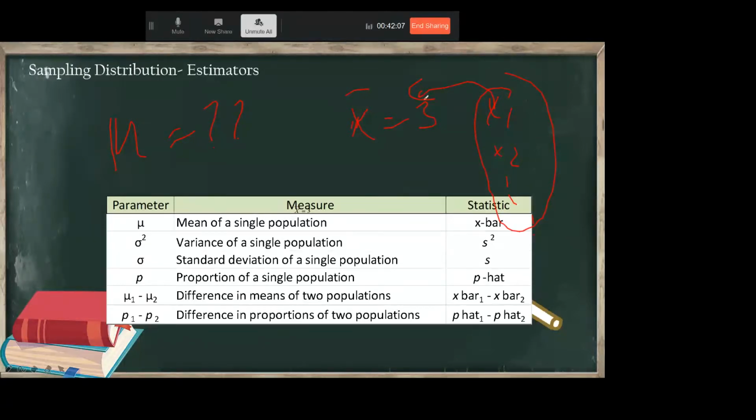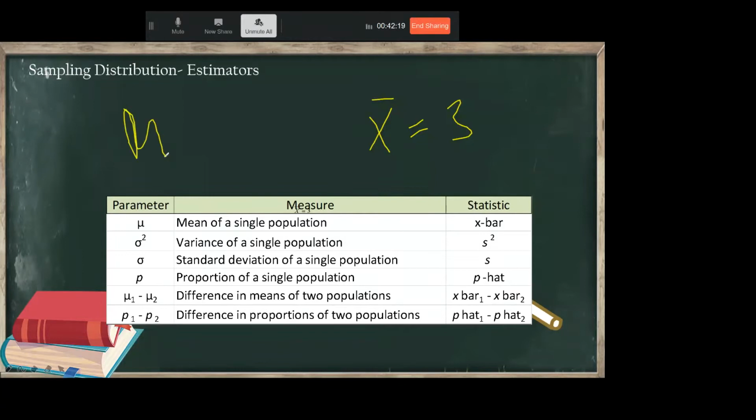So what inference can you get? What conclusion can you reach? If x bar equals 3, what inferences can you reach? You can simply say that this means the overall population mean is also 3, right?